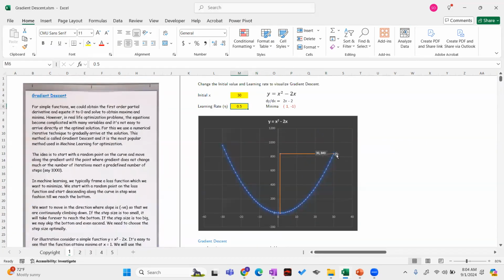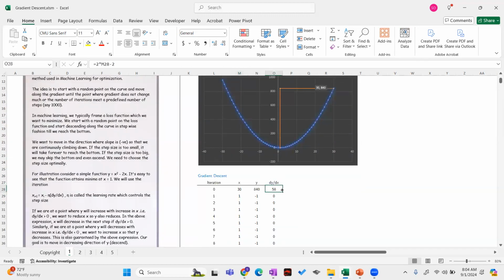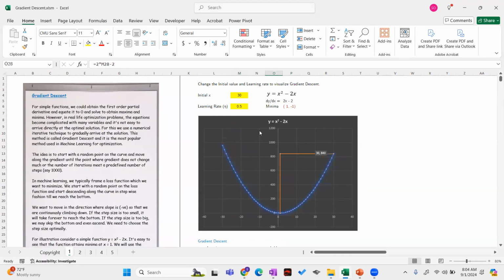It's still too big. It took a huge step because 0.5 times this slope is 58. And then, yeah. Let's try 0.65, what will happen? So this is a case where it overstepped. From 30, it went to minus 7.7, and then it came back, oscillated, and then came back.